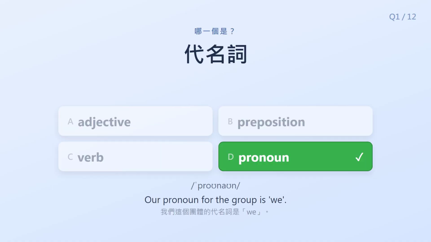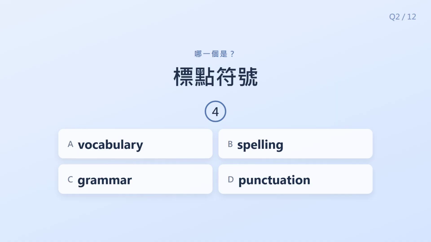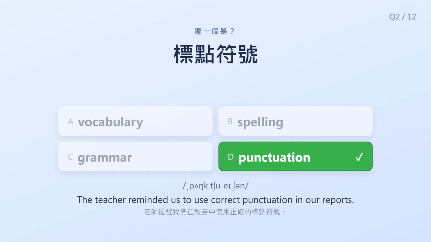Pronoun. Our pronoun for the group is we. Punctuation. The teacher reminded us to use correct punctuation in our reports.